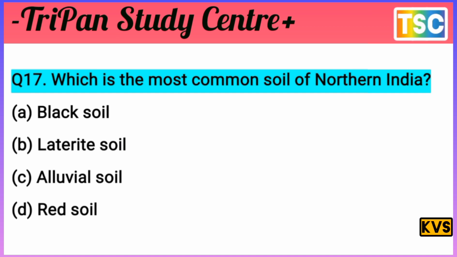Let's see what our answer is to this question. The most common soil of northern India. Black soil is nothing here. Laterite soil is not a significant percentage in northern India, and the other soil is nothing found here. But the answer is C, alluvial soil. That's important. The most common soil of northern India is alluvial soil. That's the most important answer for the exam view.